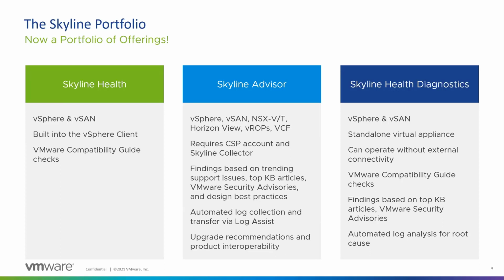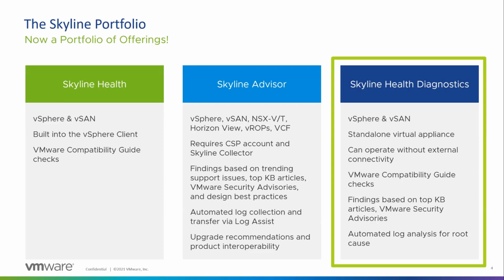And then what we're really here today to talk about is Skyline Health Diagnostics. This is the newest edition. It's available as a standalone virtual appliance. It only covers basically vSphere and vSAN. It does not need external network connectivity, unlike Skyline Health or Skyline Advisor, to do the update. So that's probably the biggest difference between the two.